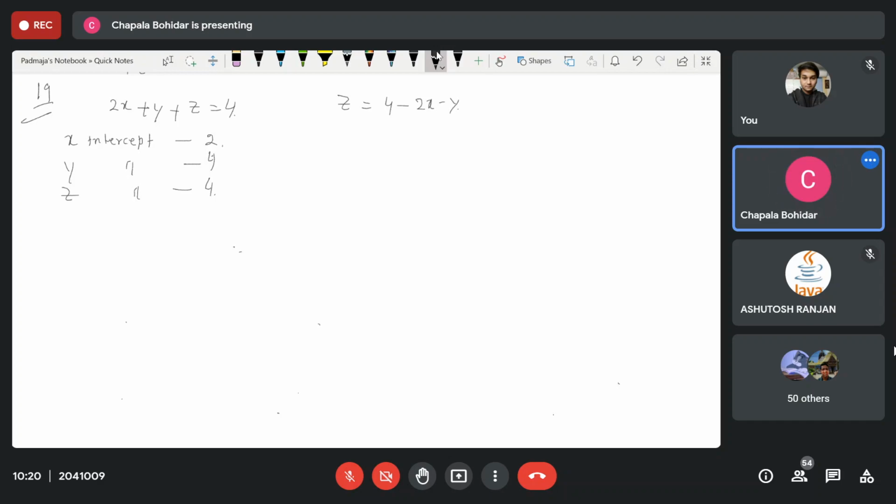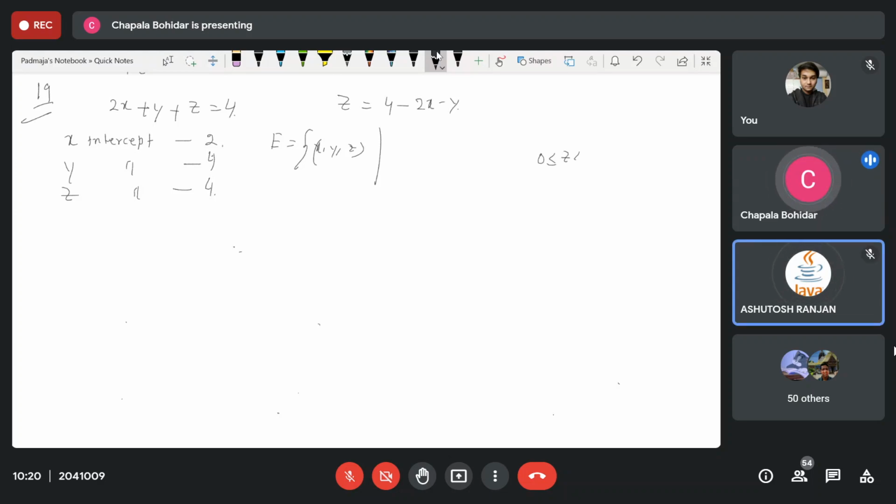So now you have already done this type of problem. What do you write down? First we go for the surface. So z lies from where to where? You can write this region E as x, y, z. Z lies from 0 to 4 minus 2x minus y. Yes, 0 is less than or equal to z is less than or equal to 4 minus 2x minus y.